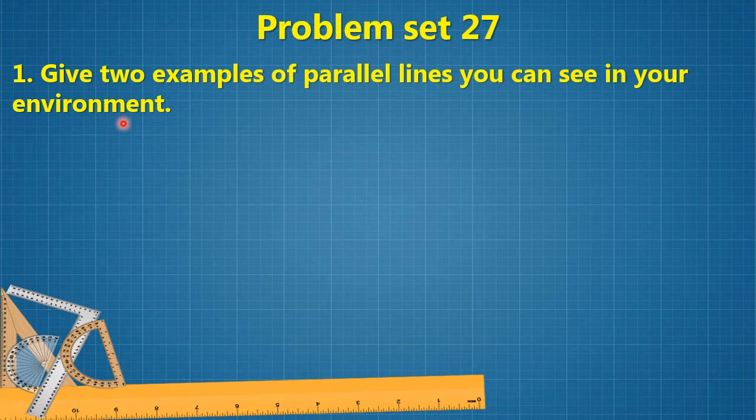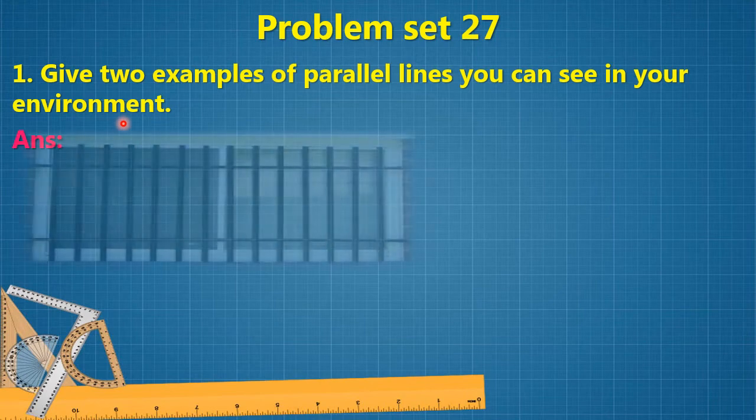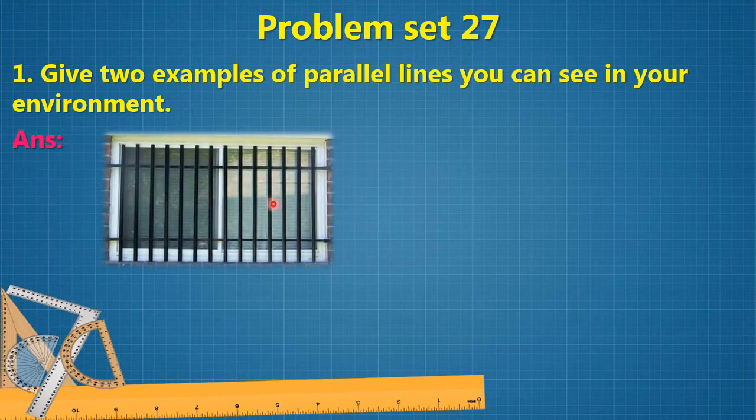Here you can see in the picture. The vertical bars on this window are parallel to each other. If we extend this bar on either sides further, they will never intersect or they will never meet. And also the distance between them is same. Therefore, this is the example of parallel lines.